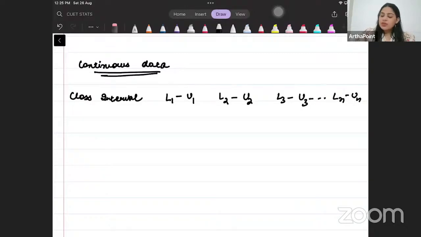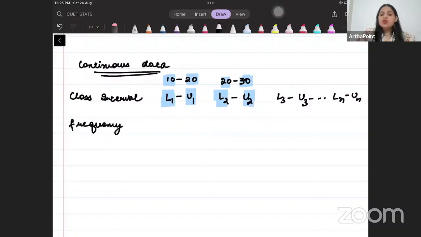What do lower and upper mean? Like if I say 10 to 20, if I say 20 to 30, and so on. So beta, this becomes my lower and this becomes upper. This becomes lower and this becomes upper, and so on. And you're also given frequencies. So the frequency you're given is F1, F2, F3 till Fn.